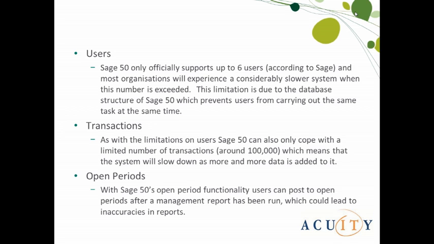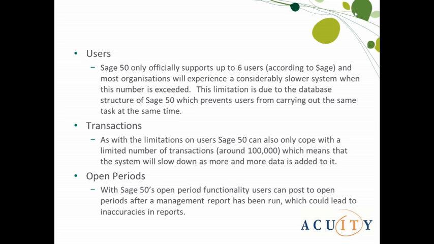Another key performance issue that many Sage 50 sites encounter as their businesses grow is limitations related to transaction volume. The software typically only copes with a limited number of transactions up to about the 100,000 mark. It tends to mean that the greater the volume of orders or indeed the greater the volume of items on a sales order that you have, you will quickly notice the system slowing down as extra data is added into it. Now, those are more sort of technical issues.